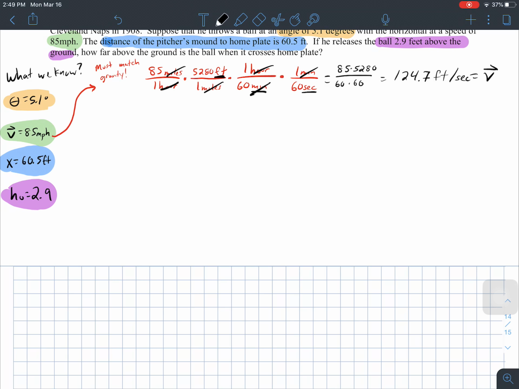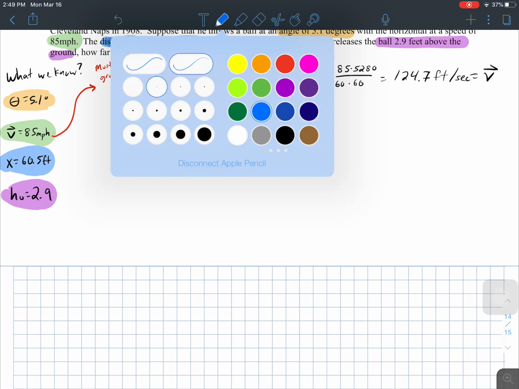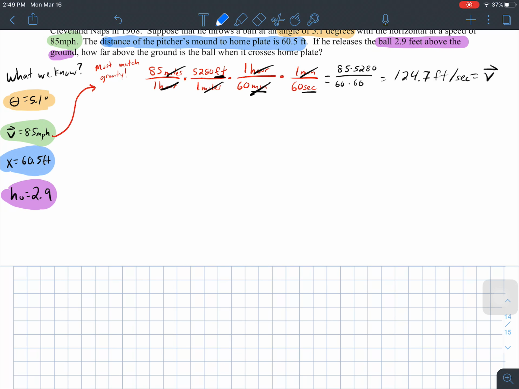The main idea is your velocities have to match. You're either in meters per second or you're in feet per second. They have to match gravity in order to keep with like terms in the equation. That was really the hardest part, converting from miles per hour into feet per second, because the rest is all can you plug in to an equation.